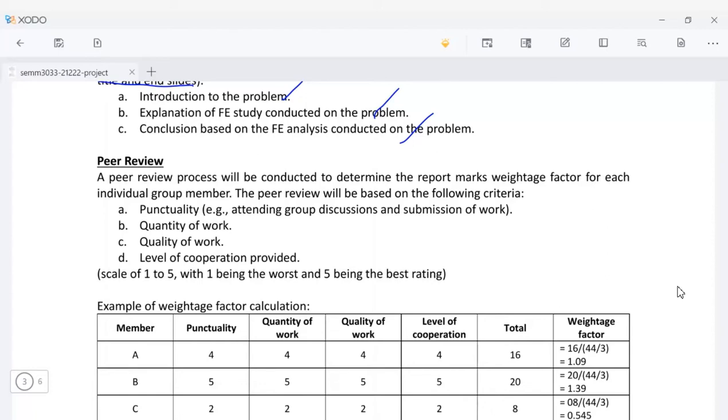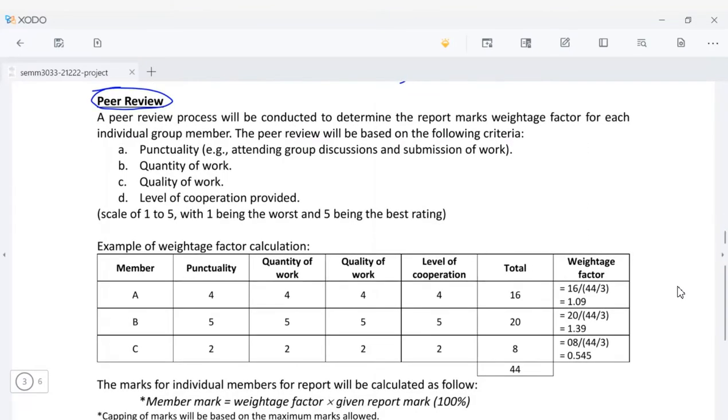I agree. You do the hard work, and this guy, who is a freeloader or free rider, gets all the marks, which is not very good. It's not a good action. So we will do the peer review. In this case, we have 3 members: Member A, Member B, Member C, and a scale from 1 to 5.